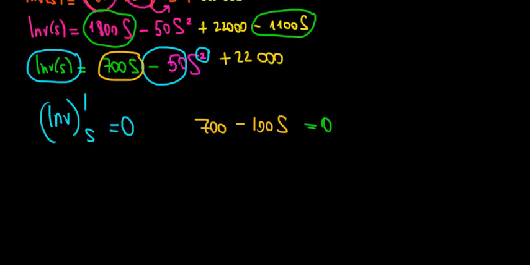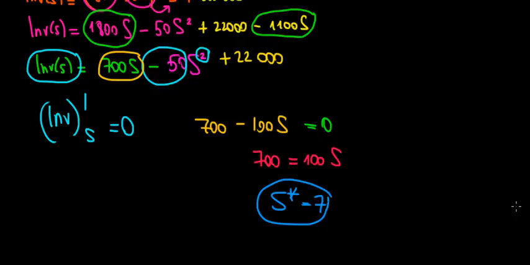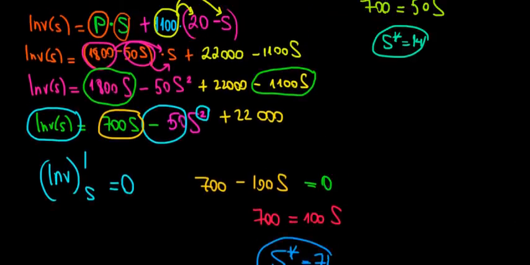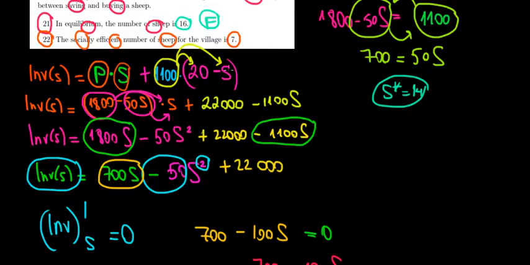Now what's going to be the optimal number of sheep? Well, 700 is equal to 100 times the number of sheep, and the number of sheep optimally, so s optimal, would be equal to 7, and that would be the social optimal. And if we look at the answer key, the social optimal over here is also given as 7, so the answer is true, and we are done.